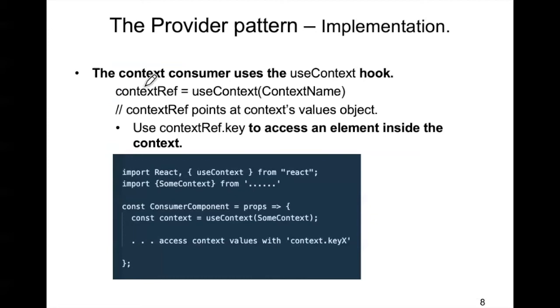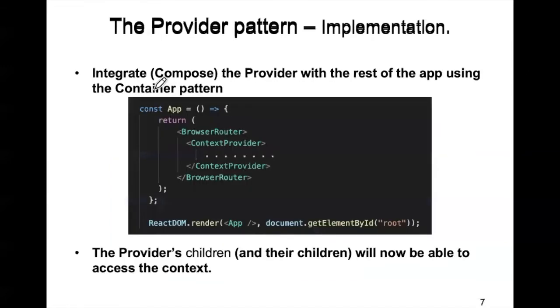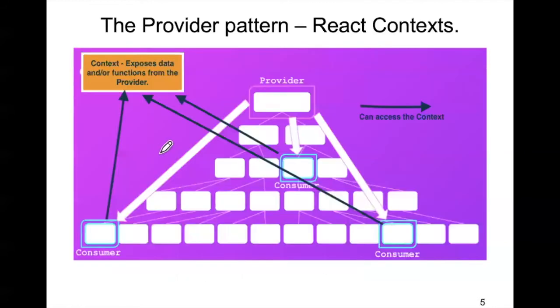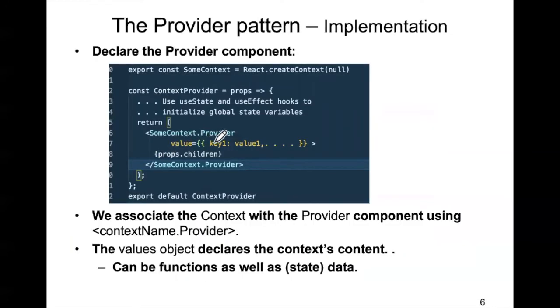Now, essentially what that means is that this reference here, I should have a const there. This is an ordinary constant variable. And what it is actually referring to is the values object that you created here. So when we say a consumer has a reference to a context, what it really has is a reference to the values object that is exposed or contained within that context construct.